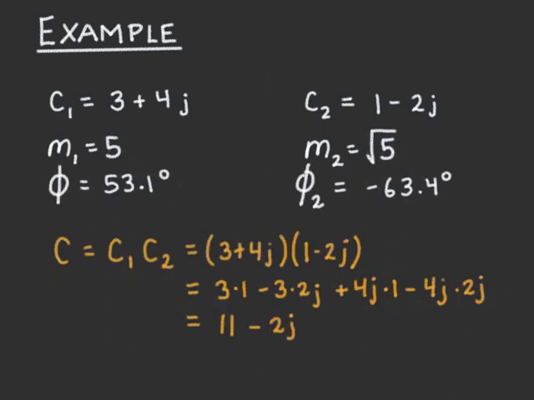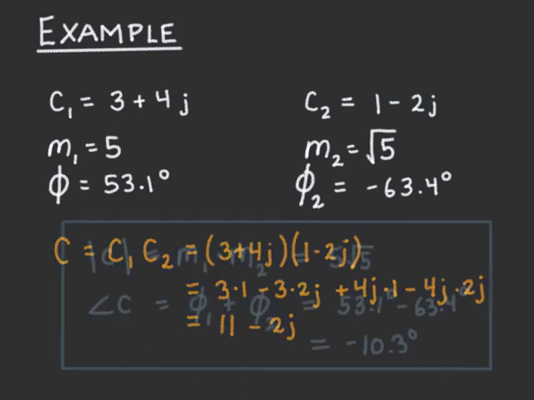So here I've summarized these results for our two complex numbers. And at the bottom, I'll multiply the complex number C1 times C2. So that's 3 plus 4j multiplied by 1 minus 2j. Expanding that product out and simplifying, I find their product is equal to 11 minus 2j.